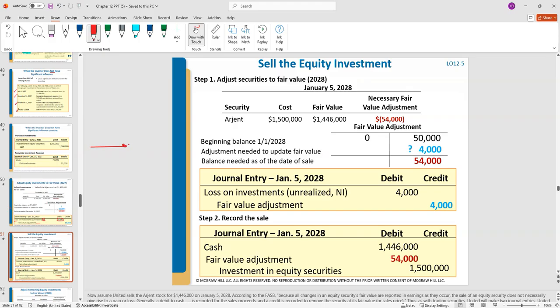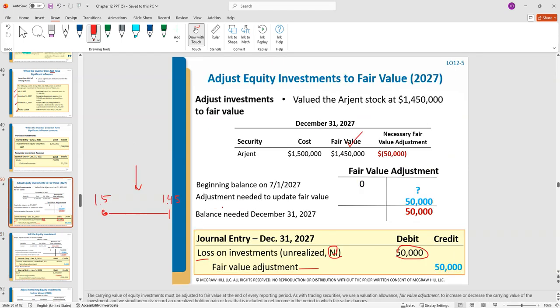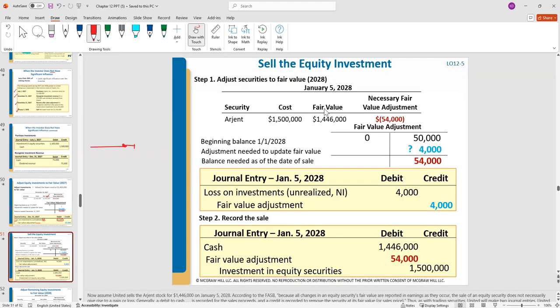Then it looks like on January 5th, the beginning of next year, we sold it. How do we deal with this? Well, in this situation, it looks like it went from 1,450 to 1,446. Oh no, it went down in value again. So it went down and then it went down. Kind of a similar thing here. We have to, again, take the loss to get it up to where it needs to be.